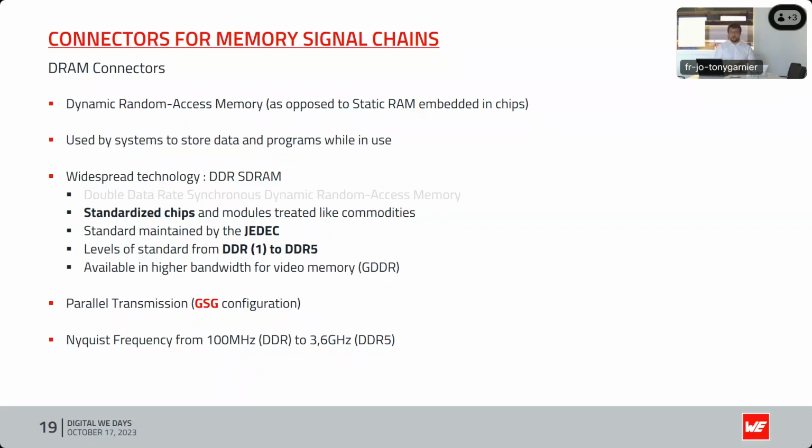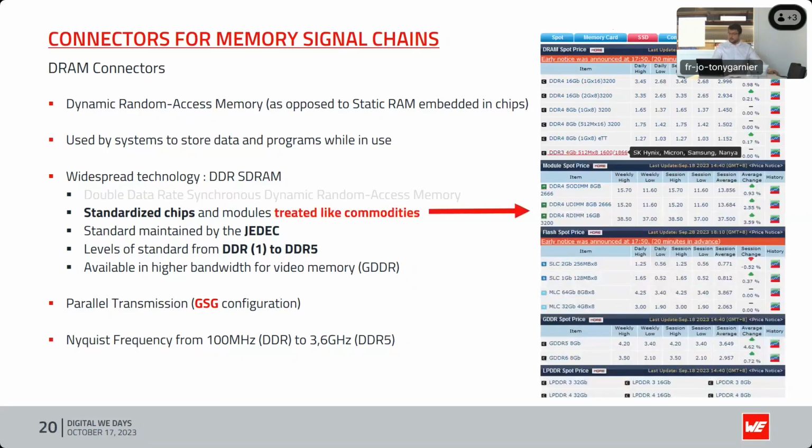It's a parallel transmission bus, so that means that all the memory channels will have a GSG configuration. So basically, you have a ground, a signal, then the pin right behind the signal will be another signal unrelated to the first signal. It's not a differential transmission, but you will have all the signals going through nearby pins, interfering with each other. And especially, it's important because the Nyquist frequency for this signal goes up to 3.6 gigahertz. It's high, it's very high, but to give you an idea, it's less than what you can have on a high-tier USB-C communication. The standardized chips are treated like commodities, so it's something that is very common to have. So any designer who needs more memory than what's inside the system on chip will have to deal with this.